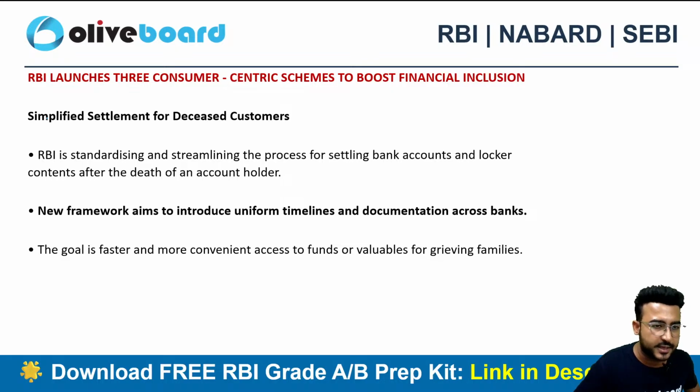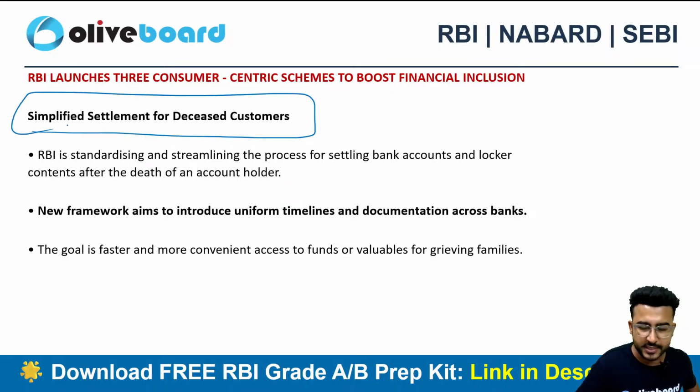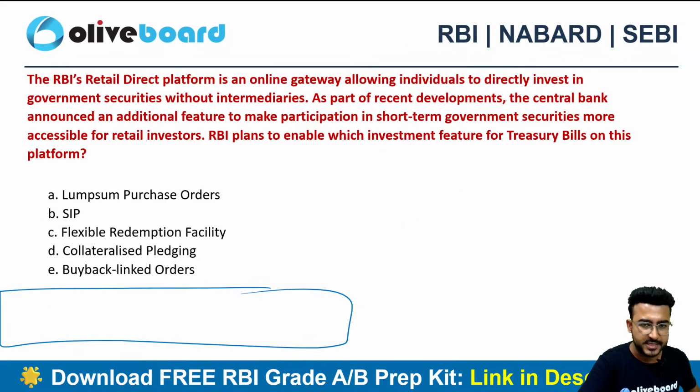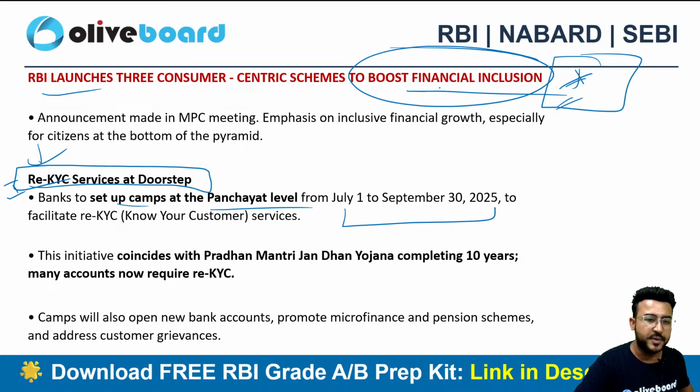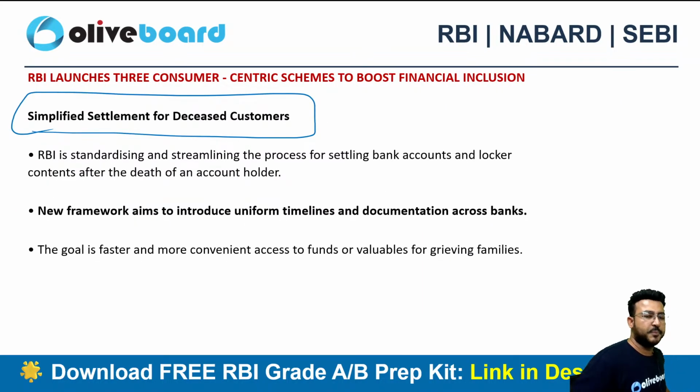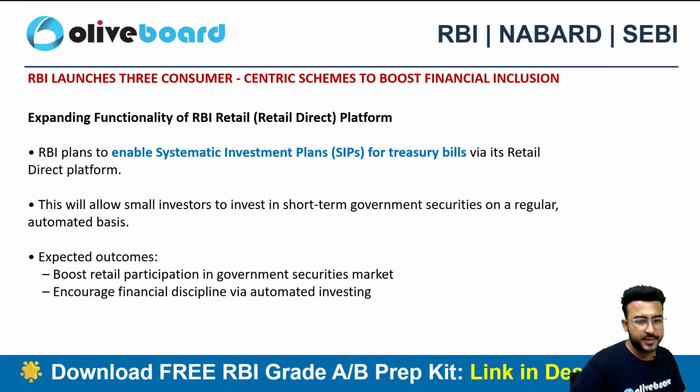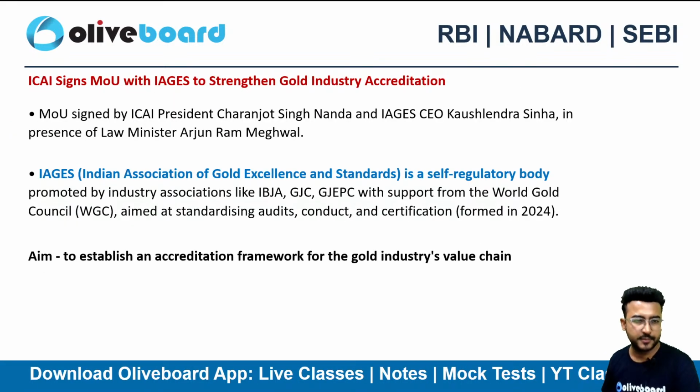Next one is again related to the simplified settlement of the deceased that we just discussed in the development and regulatory policy statement. And the third one is SIP. So please keep it in your strong zone. A very high probability that one question must come in Phase 1.